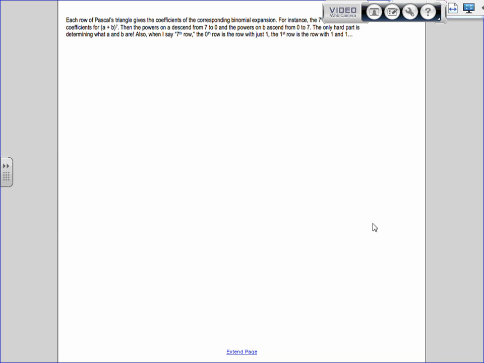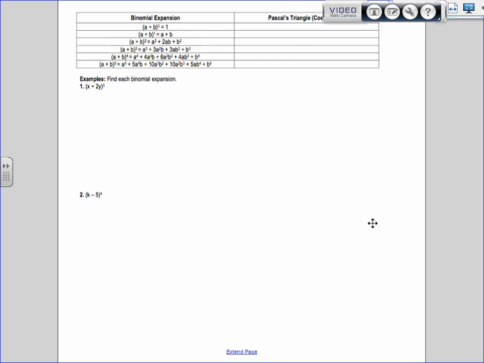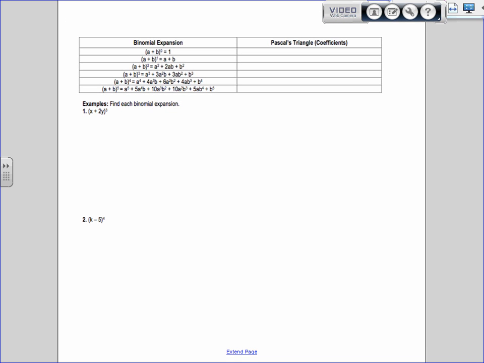So if I want the seventh row, I would use the one that starts out with 1 and then 7. All right, so in this little picture, I have (a + b) raised to the 0 equals 1. Okay, does that make sense? (a + b) raised to the 0 equals 1. Anything to the 0 is 1, except for 0 to the 0, that's undefined.